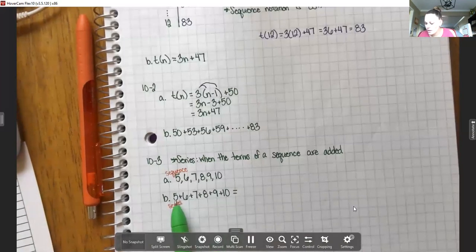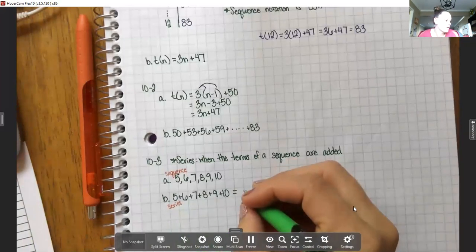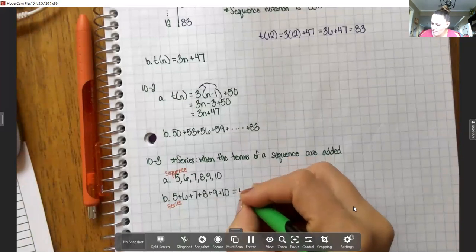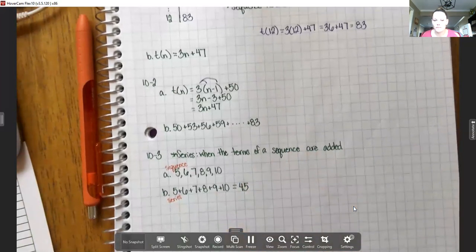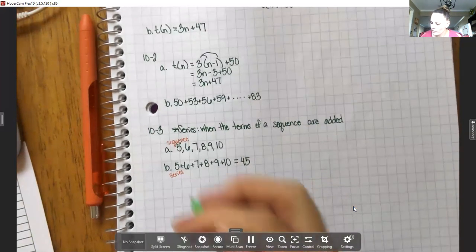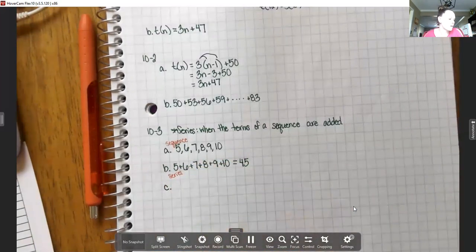So we get, we should get 45 here. Part C is the same idea. It says sometimes they have as many as 20 dolls.